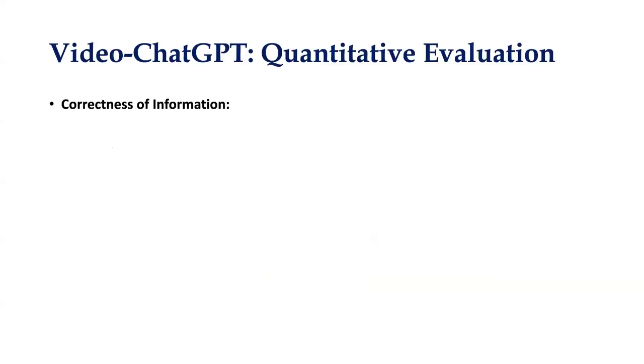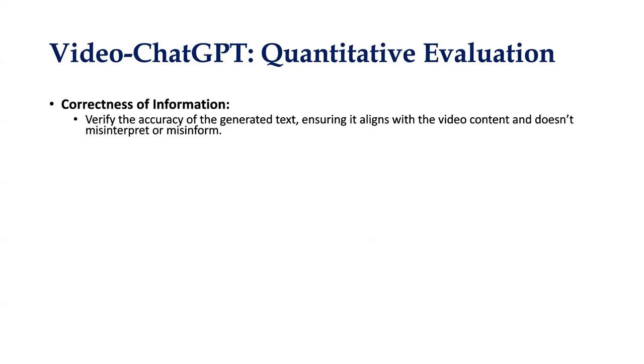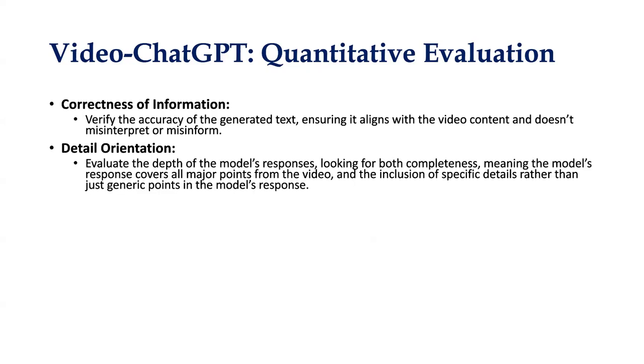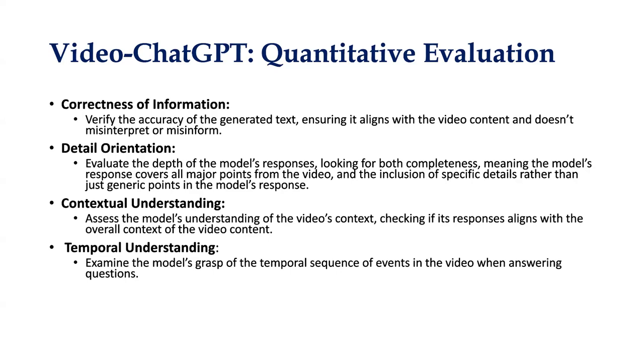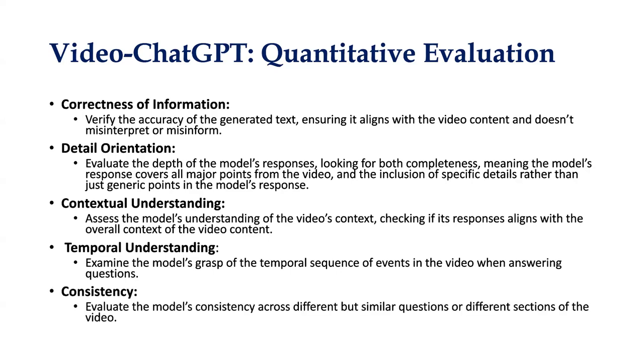Now, what are these? Correctness of information means we want to verify the accuracy of the generated text, that it aligns with the video content and does not misinterpret or misinform. Detail orientation means you want to evaluate the depth of the model's response, looking for completeness and meaning: whether the response covers all major points from the video and includes specific details rather than just generic points. Then contextual understanding checks whether the response aligns with the overall context of the video content, how the video is progressing. Temporal understanding examines the temporal sequence of events in the video. And consistency checks that the model is consistent across different similar questions or different sections of the video.